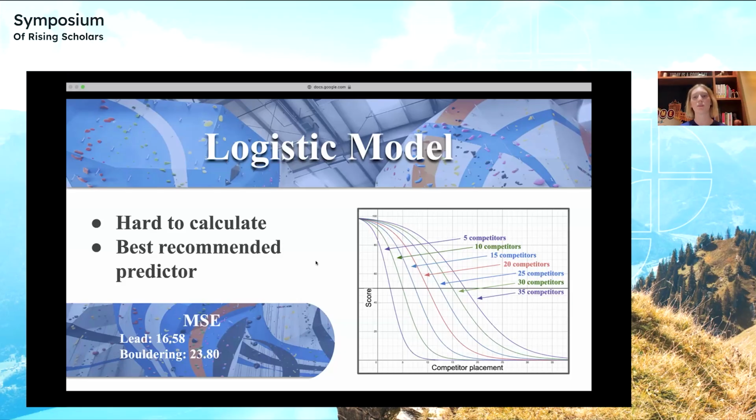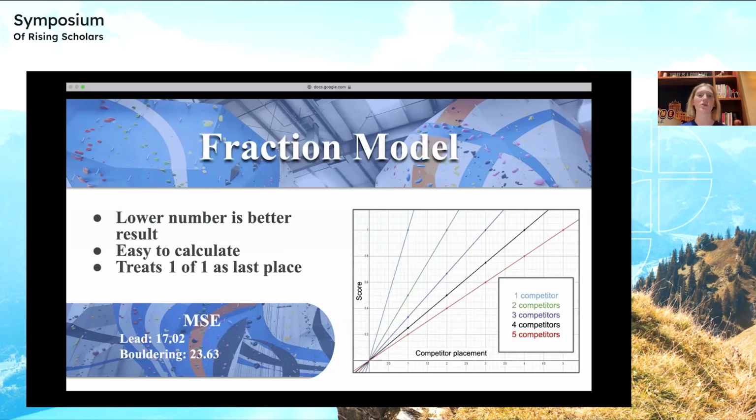Now, the issue with this system is that it's a little bit hard to calculate if you're just the casual average climber, and that makes it a little bit difficult to implement. However, that's why the fraction model is also recommended. The fraction model is incredibly easy to calculate. It is your rank in a competition divided by the number of competitors present. So if you got 4th out of 5 competitors, that's 0.8. And you want the lowest score possible.